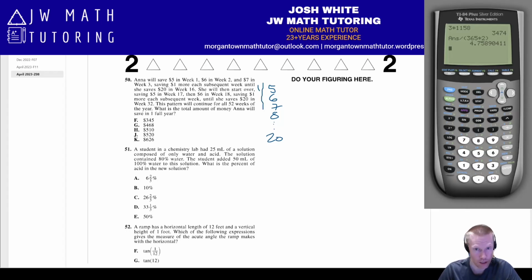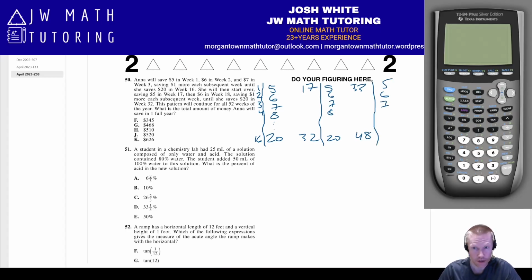So like week 1, 2, 3, 4, and so on, up to 16. She does this for an entire year. So essentially, the first 16 weeks, she's saving 5 plus 6 plus 7 plus 8 plus and so on, plus 20. Then for weeks 17 through 32, the same exact thing is happening. And then through weeks 33 through 48, the same exact thing is happening: 5, 6, 7, 8, up to 20.